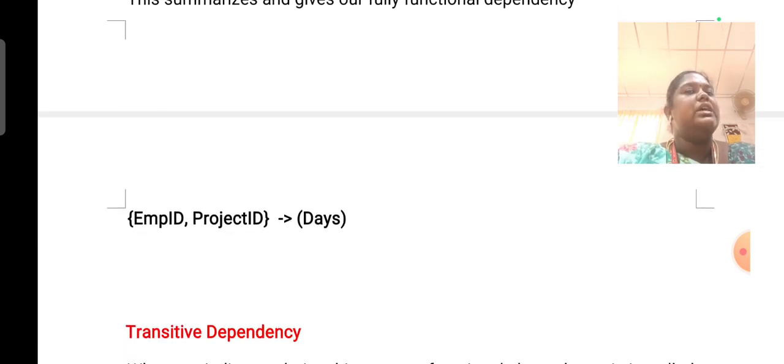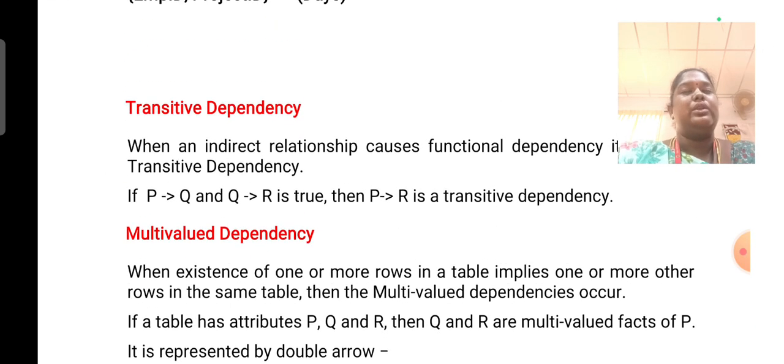This summarizes our functional dependencies. Employee ID and project ID tends to days. If we want to know the days, we need to know the employee ID and project ID. Similarly, if we know the project name also, then there is no need to know the cost of the given project.